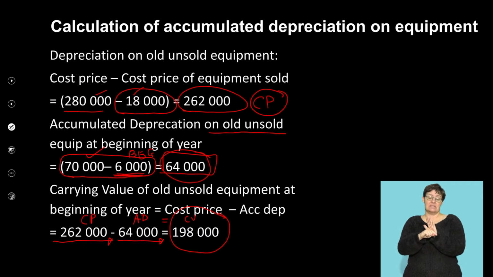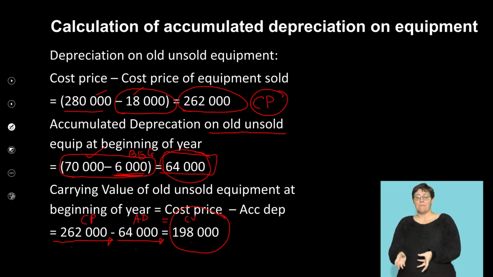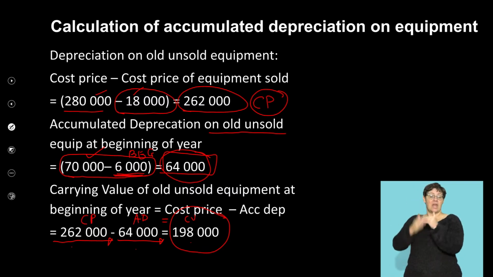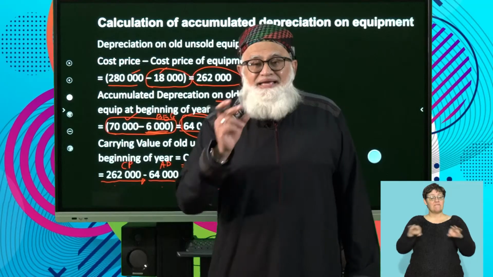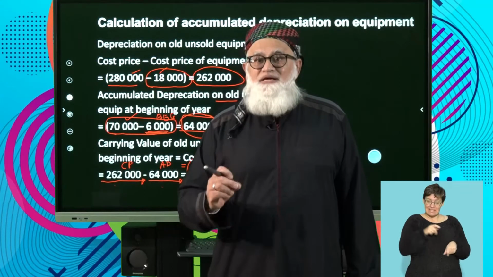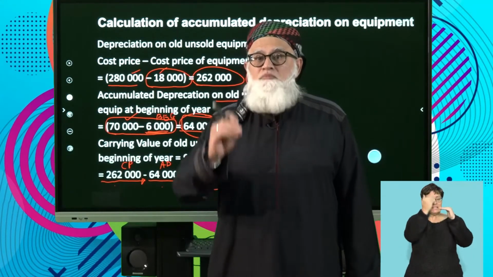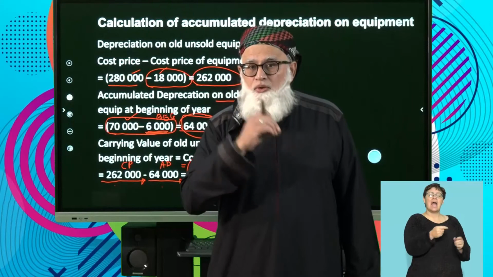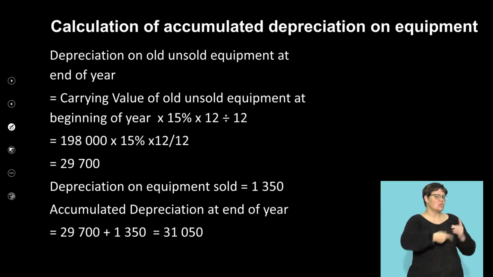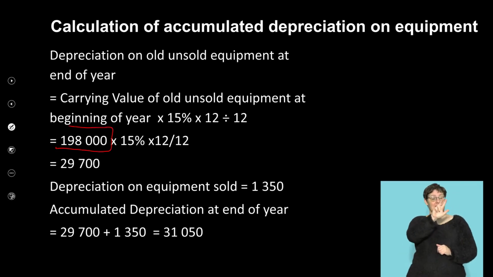What do I now do? Cost price minus the accumulated depreciation will give me my carrying value at the end of the year of 198,000 Rand. So I've got the carrying value that I now require in order to calculate what? My depreciation on my old unsold equipment. Okay, here we go. So there we have the figure, 198,000, which is my A. Got that? There's my R, my rate of depreciation, and there's my time component.